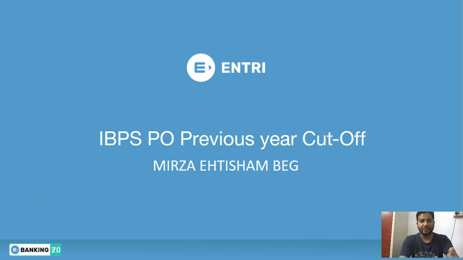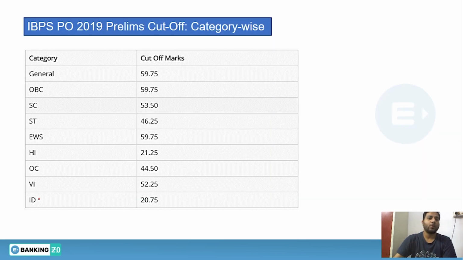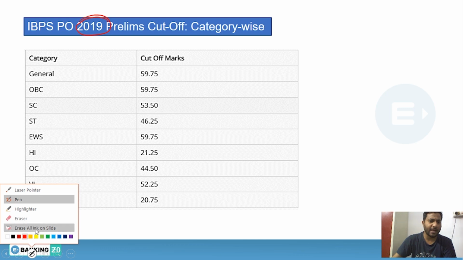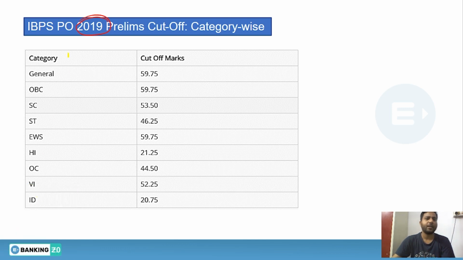So let's start with the cutoff data, and you will know about the cutoff of the previous year. We are going to talk about the cutoff of 2019. Remember that, because that will give you a clear idea. Now look at this: general category and OBC. The interesting part is the general category cutoff and the OBC category cutoff. This is just the overall cutoff, and it's a prelims cutoff. You should remember that it's a prelims cutoff.